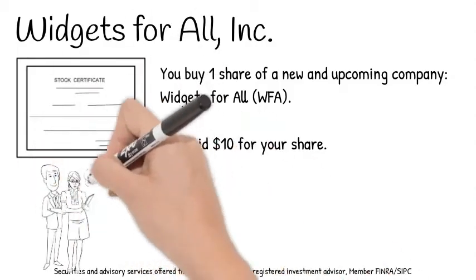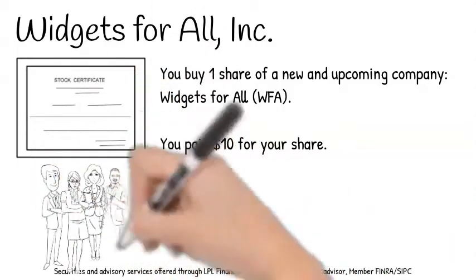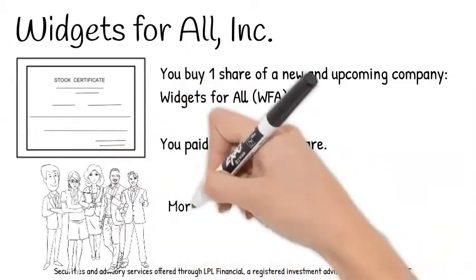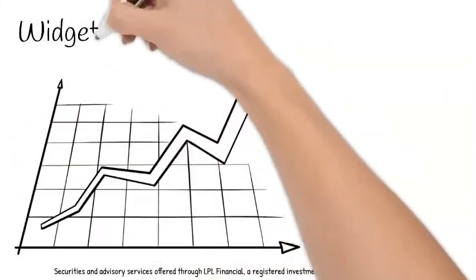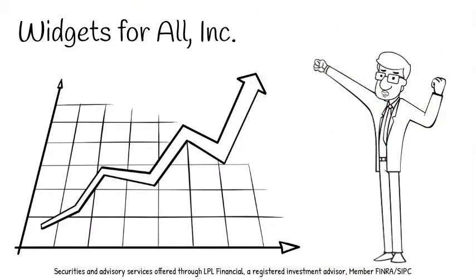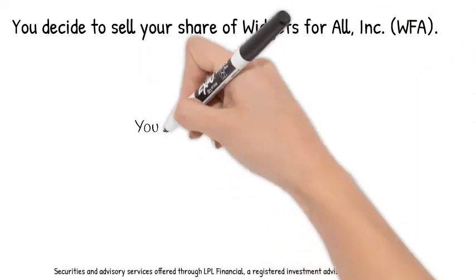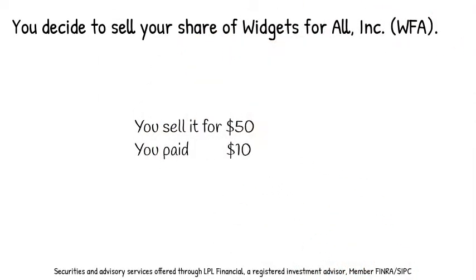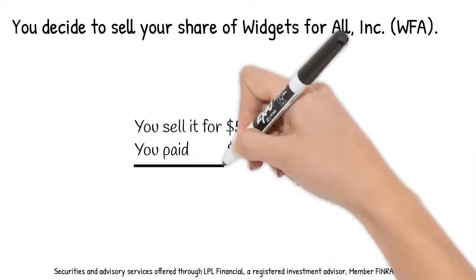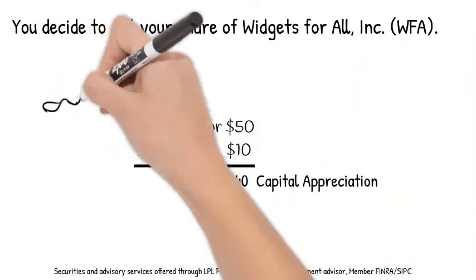Capital appreciation, remember, is merely the difference of the price sold and the price paid. In this example, you have bought one share of stock in the company, Widgets for All. You paid $10 for your share. Widgets for All is making the coolest widget of all time, and as a result, many people now want to have ownership in the company. As more and more people want to buy their stock, owners are able to demand a higher price. You decide to sell your share and receive $50. Price sold, $50. Price paid, $10 equals $40 capital appreciation.